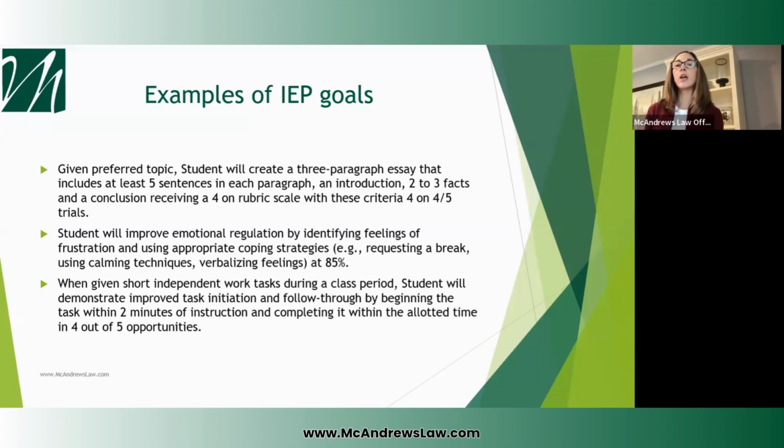And then the next one: when given short independent work tasks during a class period, the student will demonstrate improved task initiation and follow through by beginning the task within 2 minutes and completing it within the allotted time. Really nice specifics, that we know how much time they need to complete it in. And we also are looking at whether they are completing it in the allotted time. Again, ideally, when you get that progress monitoring, you're going to be able to see both pieces of it. Are they starting it in enough time, and are they completing it within the allotted time?